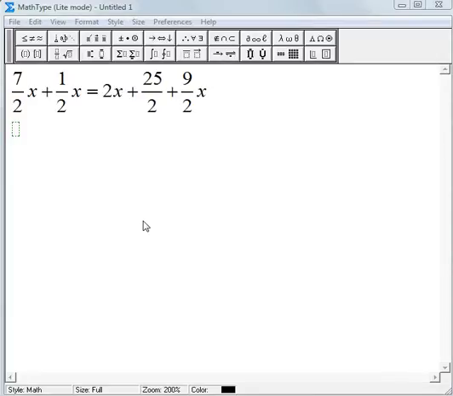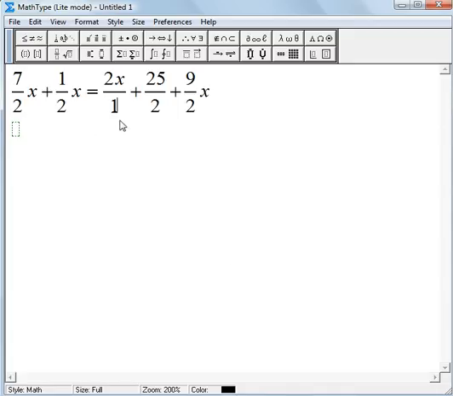Okay, to solve this equation that contains fractions, what I need to do is to make this term 2x with denominator 2. The first thing you need to remember is that this term 2x really has a denominator. The denominator here is 1. So right now this term has a different denominator than the others. So I need to find the common denominator.